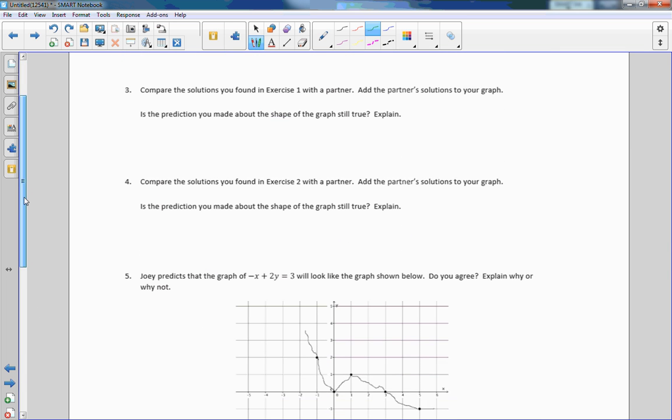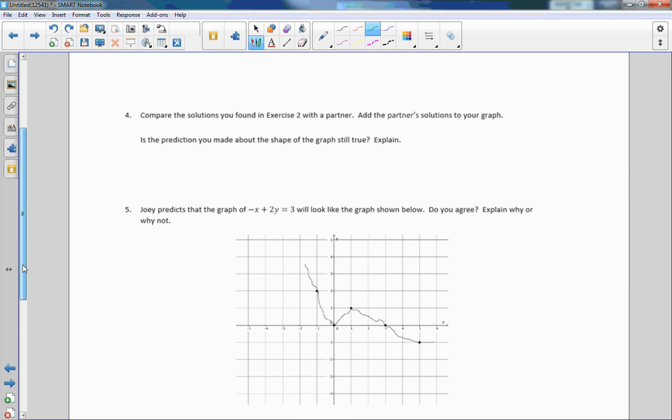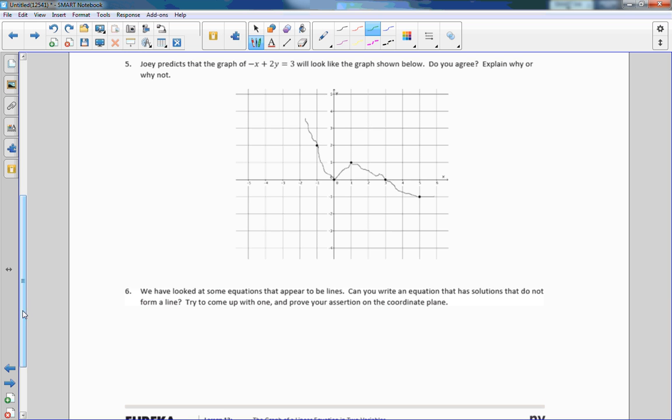Okay, next question. It says 3. Compare the solutions you found in exercise 1 with a partner. Add the partner solutions to your graph. Is the prediction you made about the shape of the graph still true? Explain. So what they're saying here is if you had a partner and they were doing this too, and they chose different values than you did, and they did the calculations correctly, their point should land on the line that you graphed. So I'm going to skip 3. And 4 says compare the solutions you found in exercise 2 with a partner. Same thing. So we're just checking our work there. I'm going to skip those. I'm going to go on to 5.